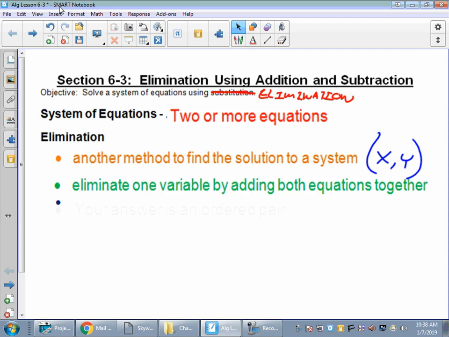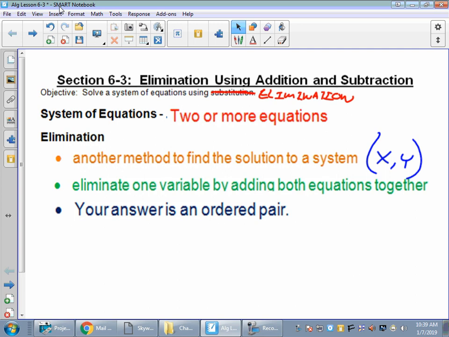To do this, we're going to eliminate one variable by adding both equations together. And then your answer here should be an ordered pair, x, y. We know that. That's our solution, is where they would cross on a graph, or if you substitute it in. Well, those are the previous two strategies. Here, we're eliminating. We're going to eliminate one variable by adding both together, and your answer is an ordered pair.